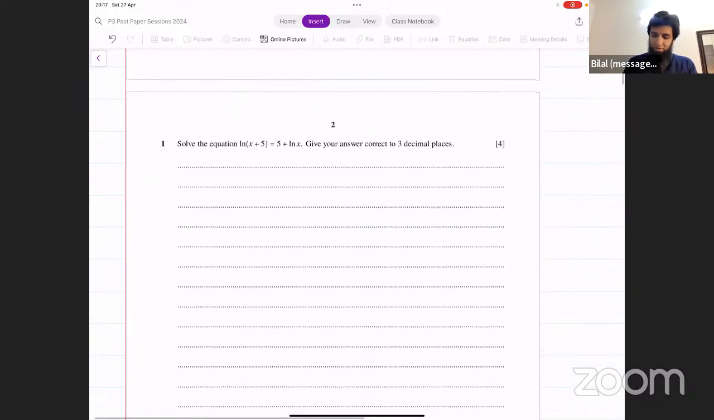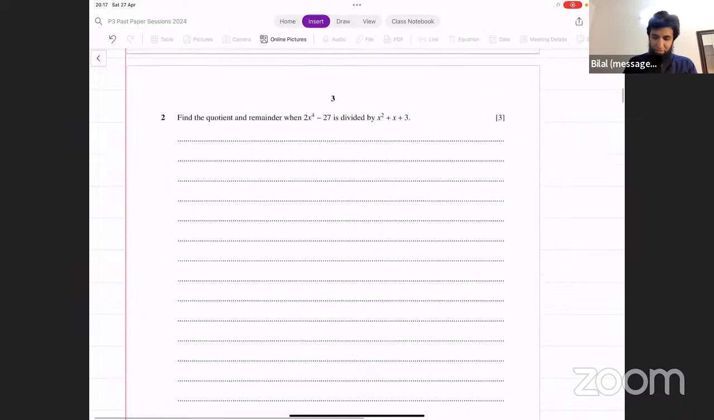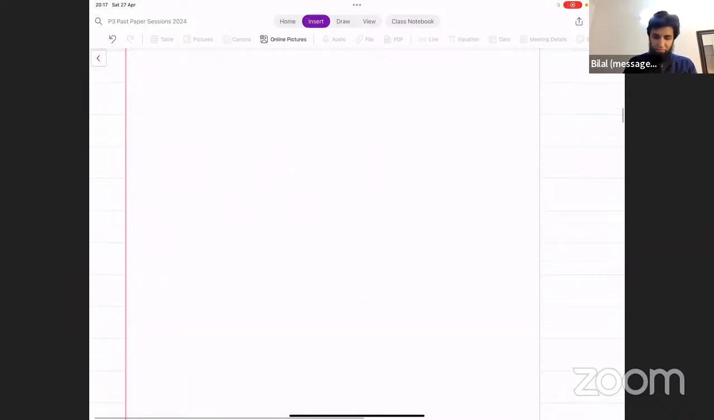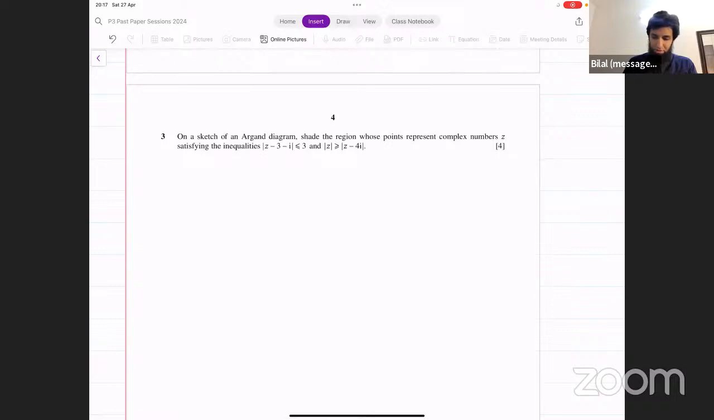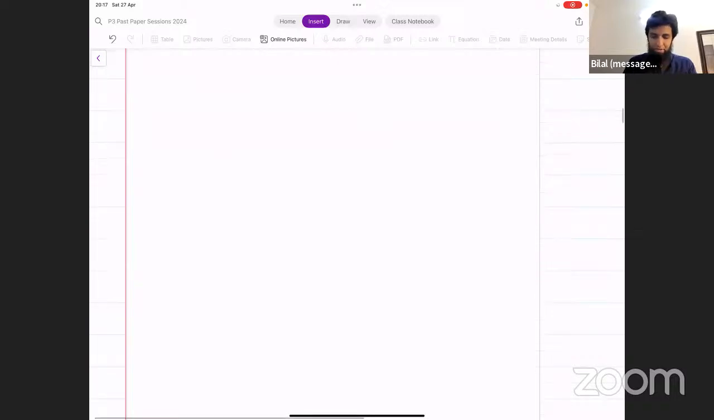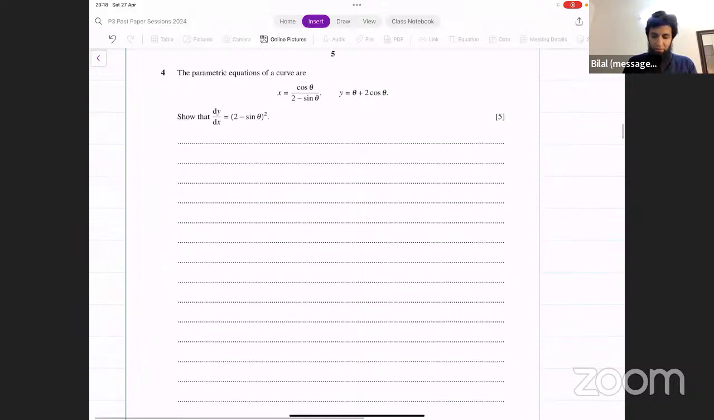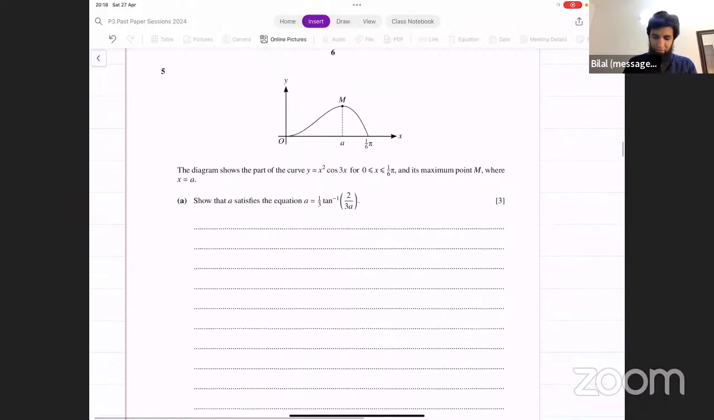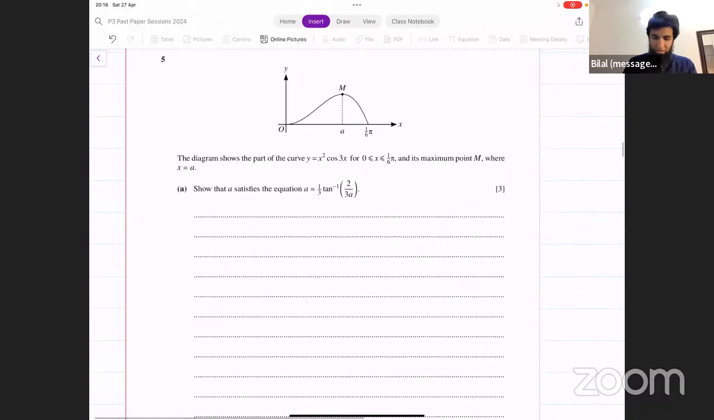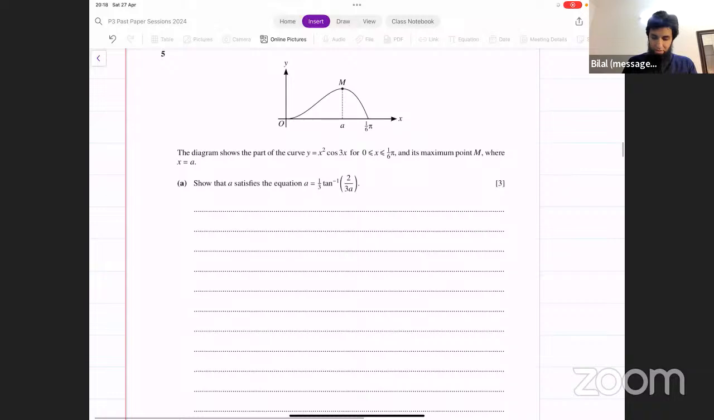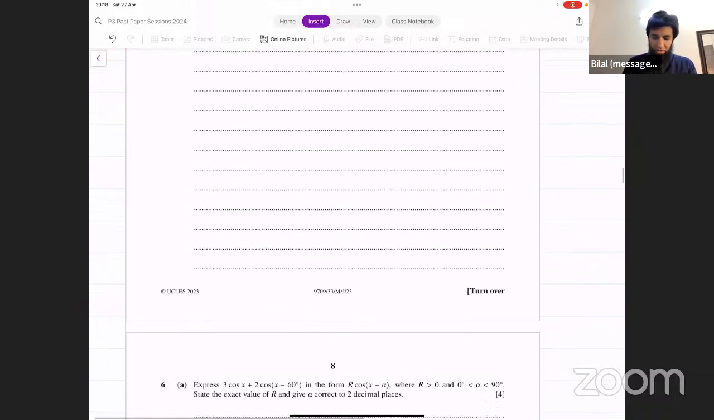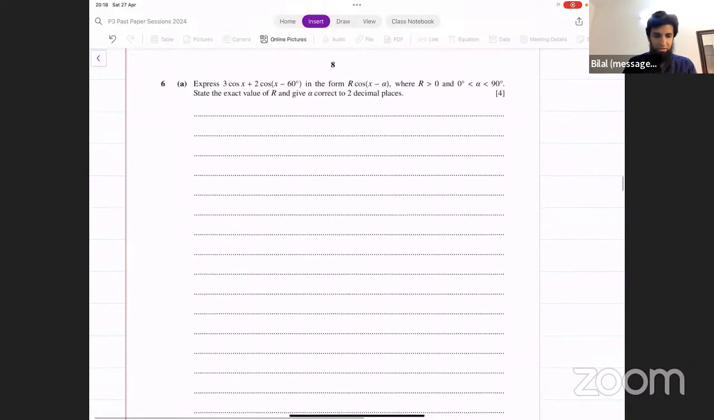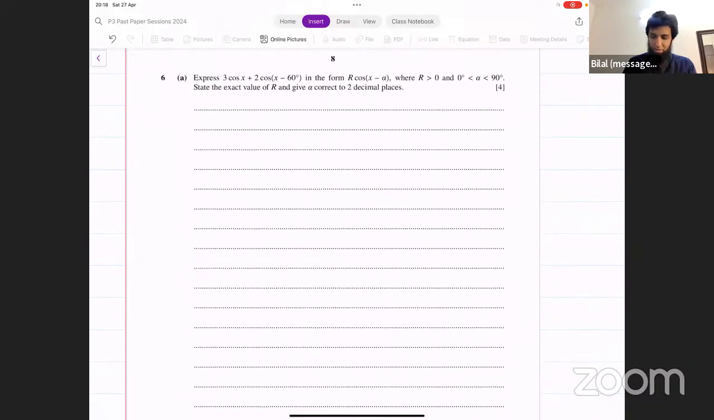Okay, question number 1, that's pretty straightforward. 2 is just division. 3 is this locus again, we're done. Multiple questions like this before. 4 is this parametric differentiation. Okay. 5 is differentiation in the first part, and then iteration. Okay, 6 is trigonometry. That also looks relatively straightforward, or does it?